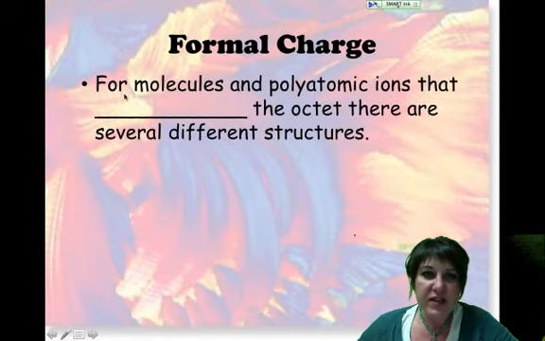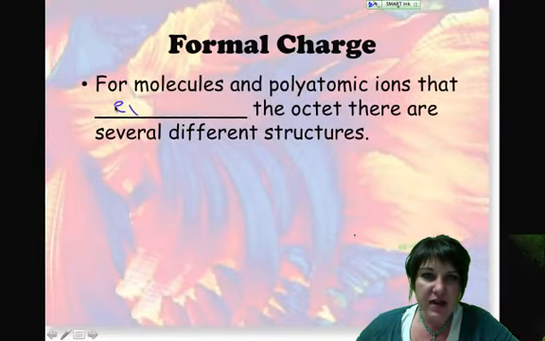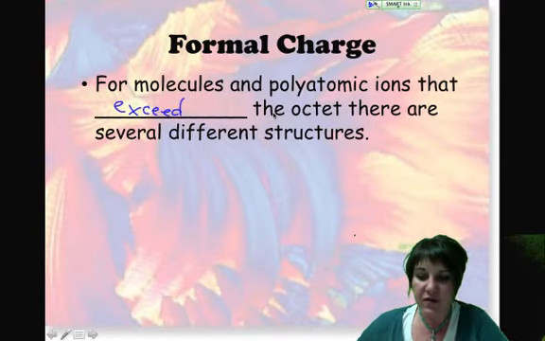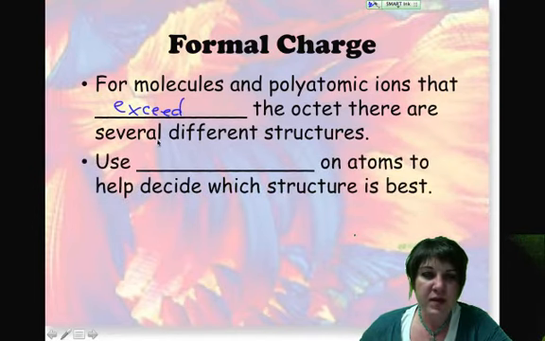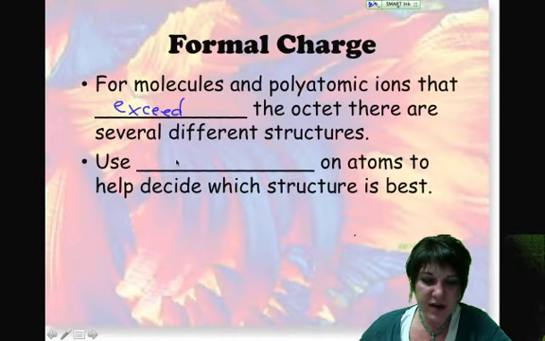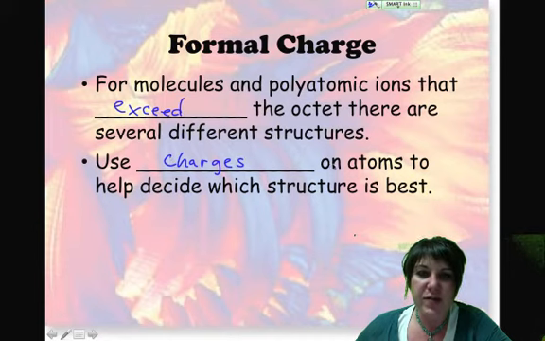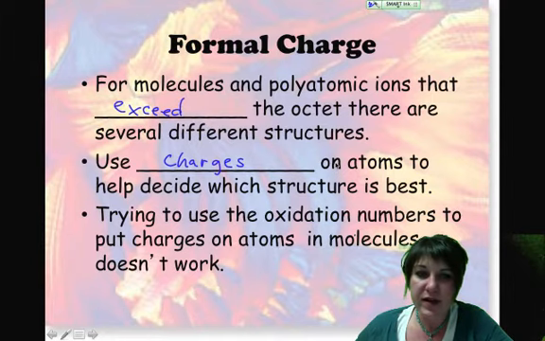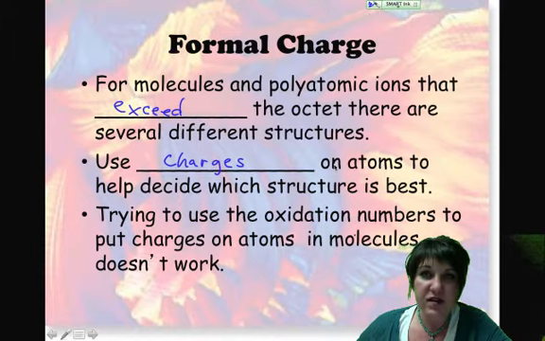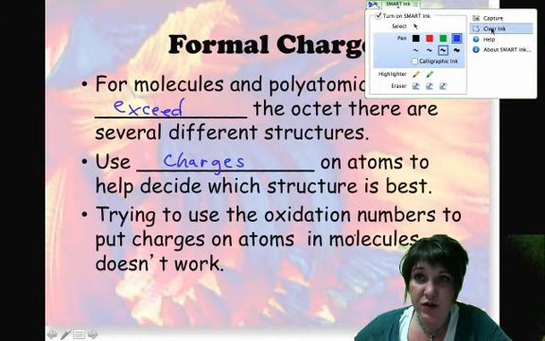For molecules and polyatomic ions that exceed the octet, there are several different possible structures that we could have. When you have just the octet rule, then it's easy to draw a molecular structure. For certain types of molecules and polyatomic ions, we will have to use the charges on the atoms to decide which structure is best. So let's practice this a little bit. Just fair warning, trying to use the oxidation numbers to put charges on the atoms in molecules doesn't work very well because that's not what formal charge really means.